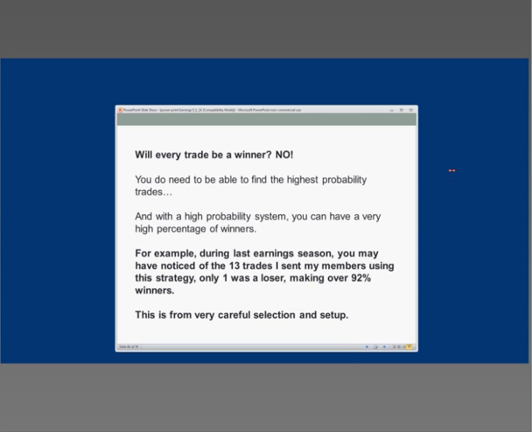And with the high probability system or methodology that I put together that I use, you can have a very high percentage of winners. So, again, if you look back on those 13 trades that I sent out, there was only one that was a loser. And actually, that one could have been a winner, but I try to keep them all on the same basis so I can measure them. So that particular strategy turned out to be a 92% winning strategy based on the way I did it.